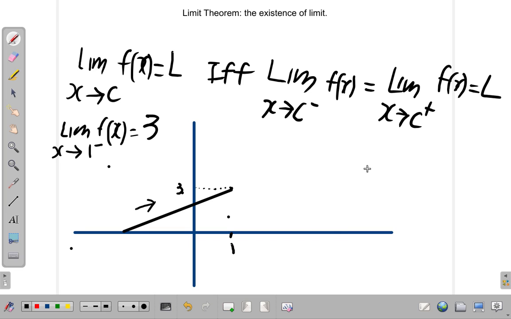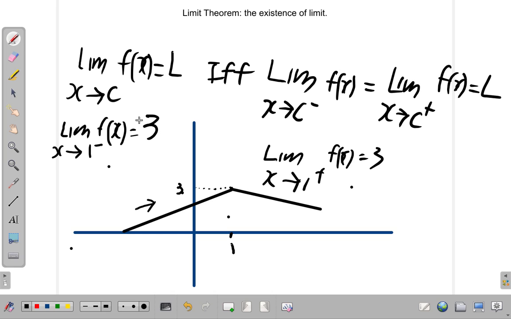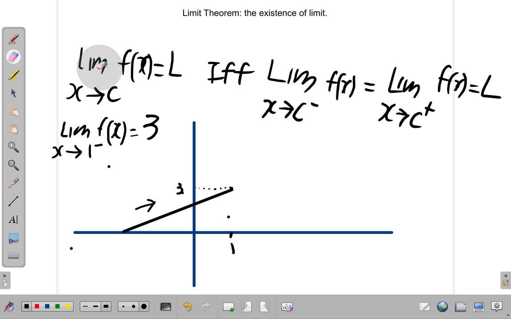Now let's see what happens over here. You're plotting over this side, and the plot goes right at the same point. So the limit as x approaches 1 from the positive side of f of x is also equal to 3. Then this limit exists, right? The limit actually exists.